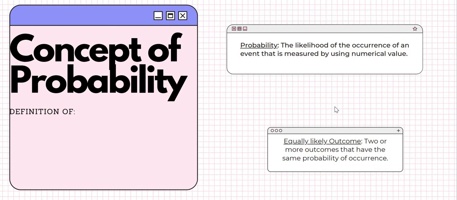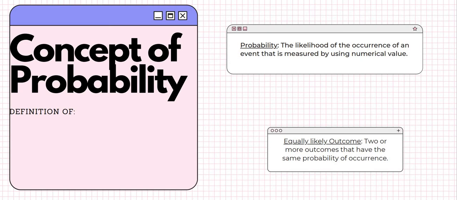Alright, so we continue with another topic, which is the concept of probability. For the previous one, it was the concept of set. We are still in the same chapter, chapter 2, which is about probability, but we have a few subtopics. So for this slide, I will explain the concept of probability. There are two terms that we need to know first.